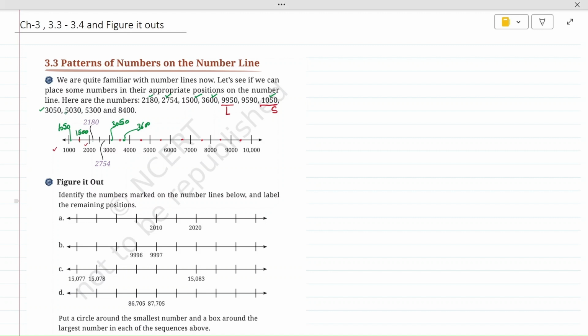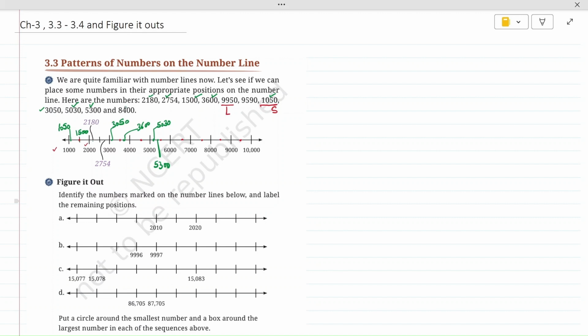In 5000 range, we have two numbers, 5030 and 5300. 5030 is near to 5000 and less than 5500. So it is somewhere here. It is more near to 5000. 5030. Next we have 5300. So 5300 is where? 5300 is again less than 5500. It will be somewhere here. Okay. So I am writing here. It is 5300. 5000 range is done. Coming to 6000, no number.